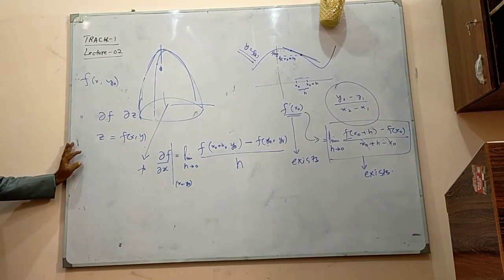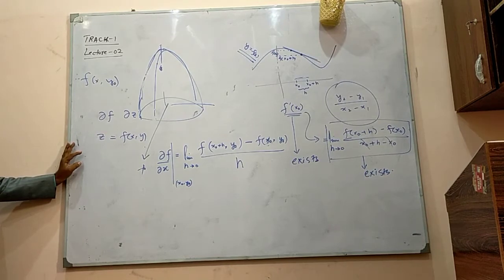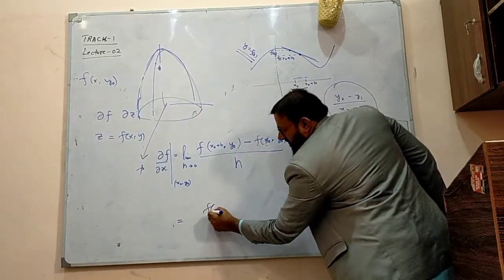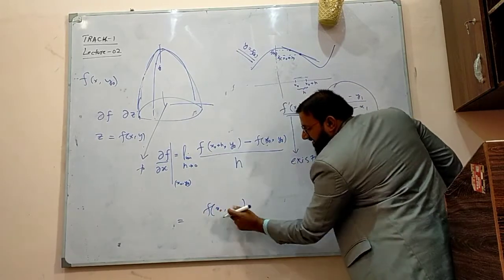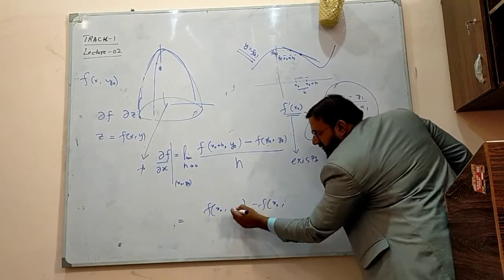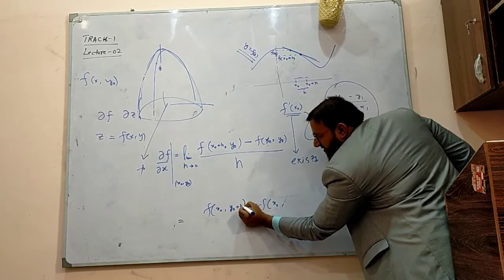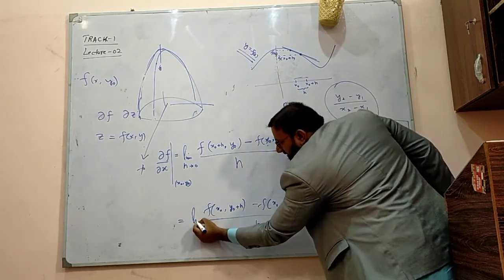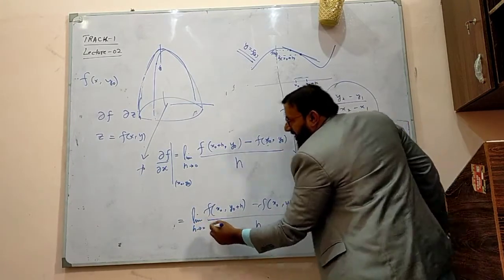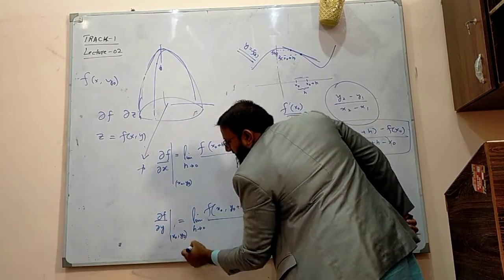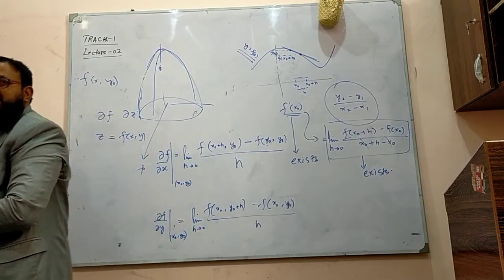And what about the direction of the y axis? Similarly, partial f by partial y is the limit as h goes to 0 at x naught, y naught. What do you do here? The value of x is fixed. The value of y becomes y naught plus h in the first term, and y naught in the second, divided by h. As h goes to 0, we call it partial f by partial y at the point x naught, y naught. So this is the definition.